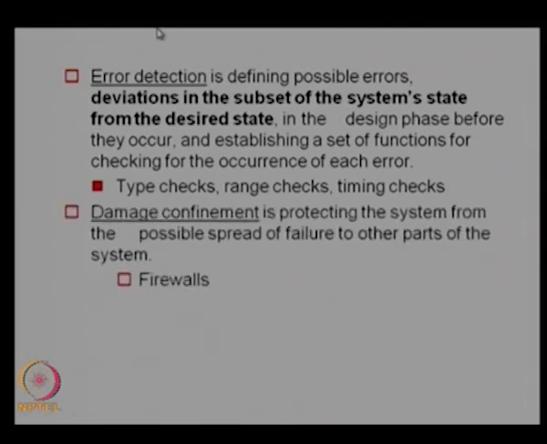And damage confinement is protecting the system from the possible spread of failure to other parts of the system. As the name suggests, you confine the damage and protect the other parts of the system from damage. The normal way of implementing it is using firewalls, especially in software installations. We can see that firewalls will be provided to protect the system from damage from other systems.